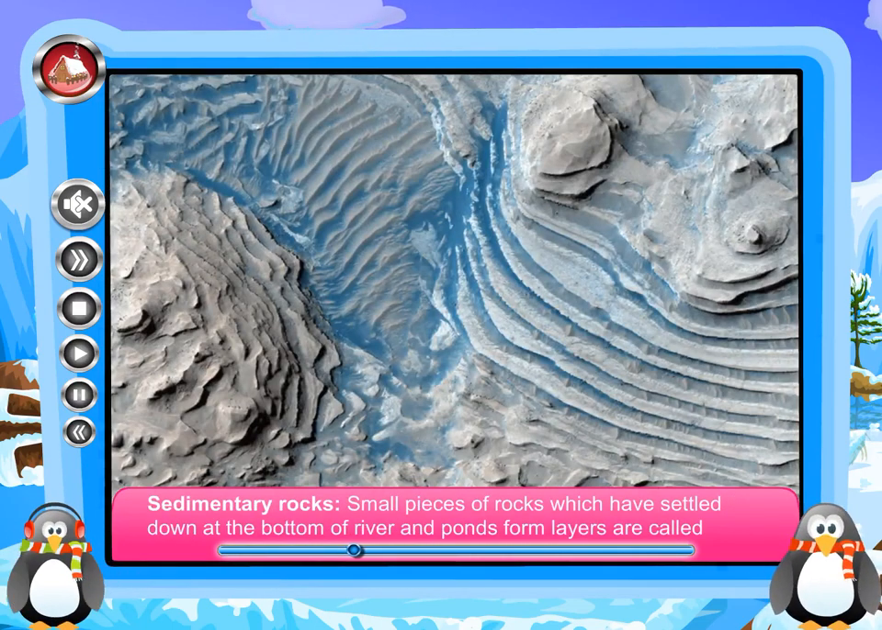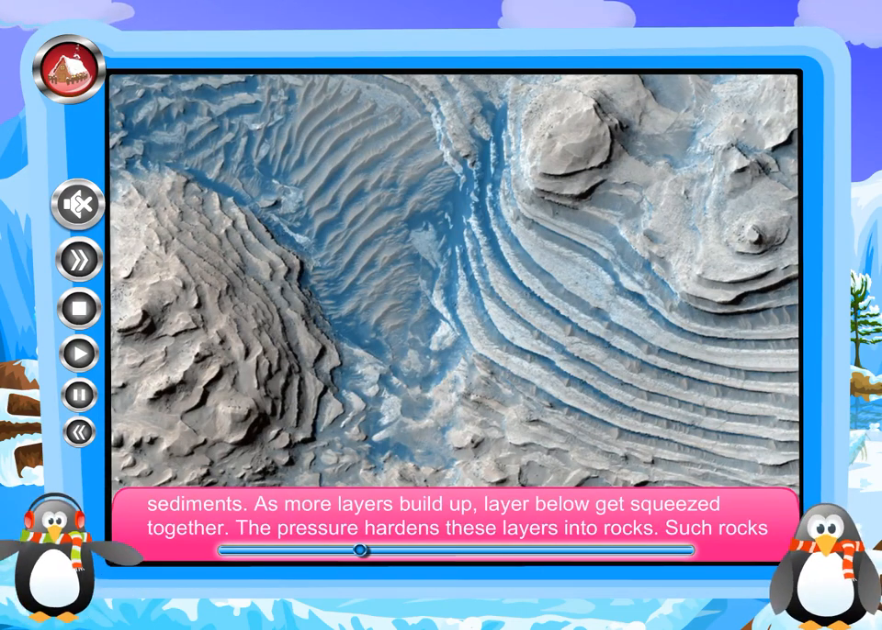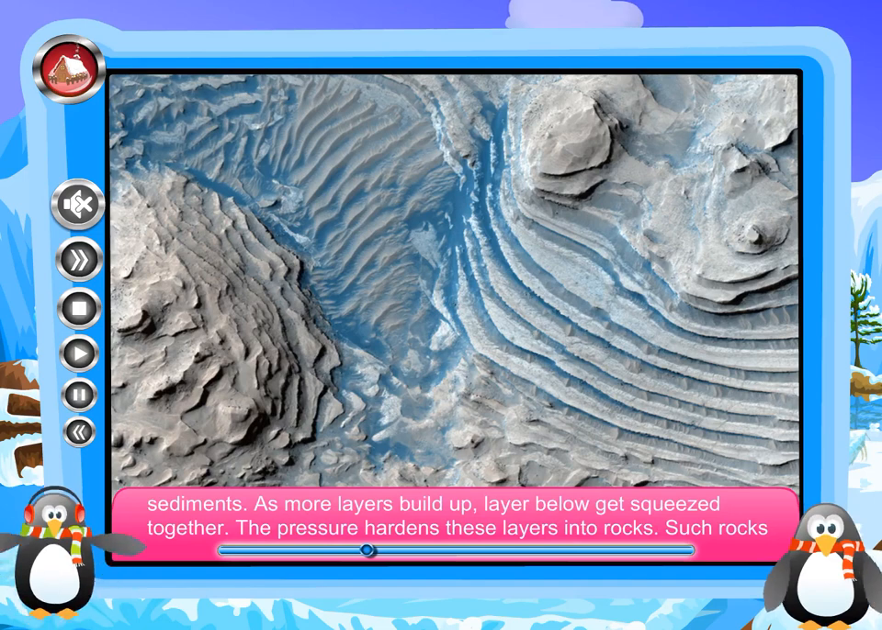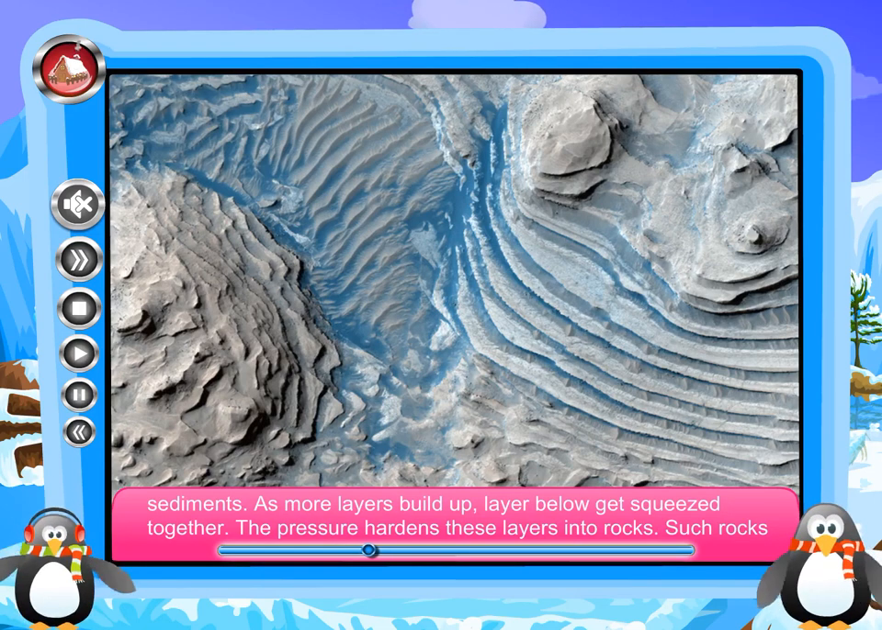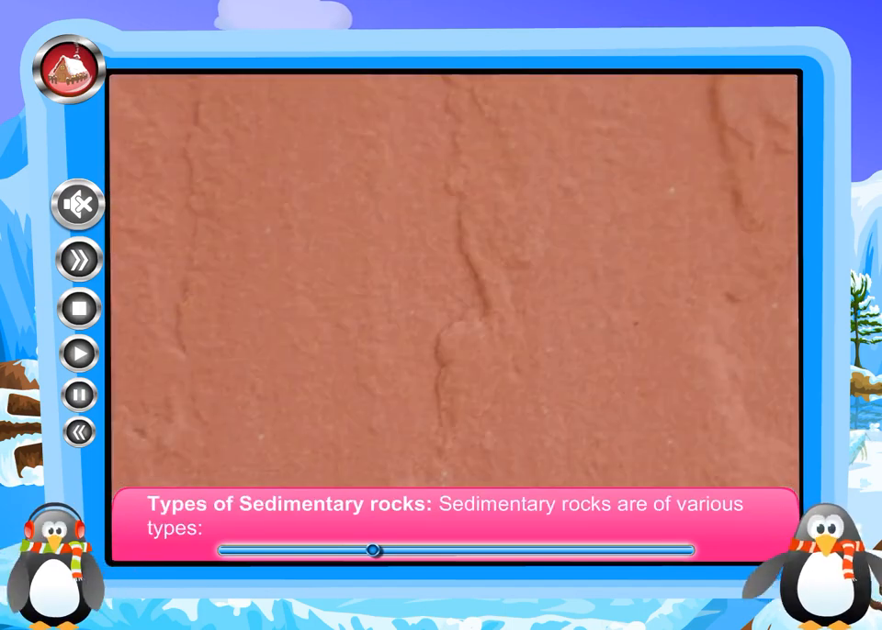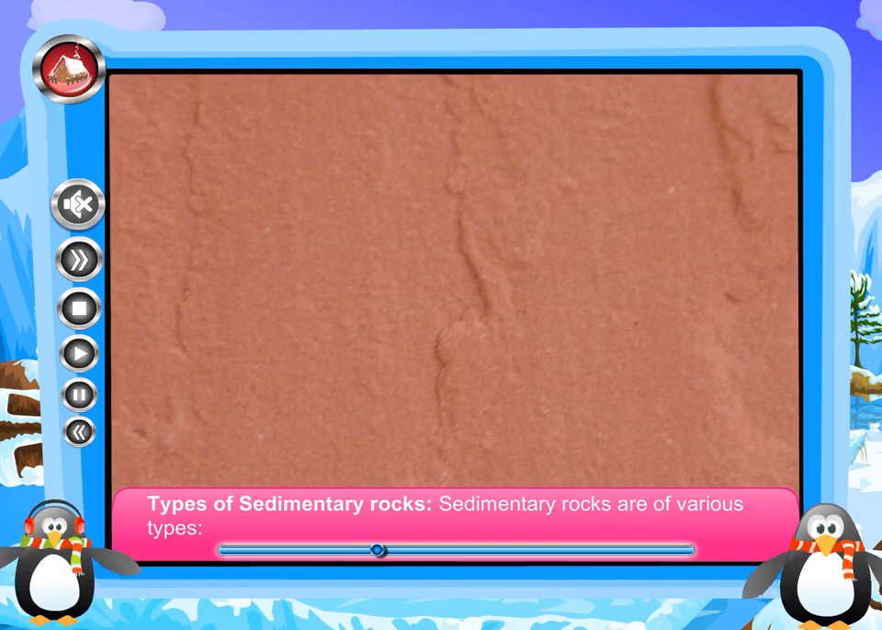Sedimentary rocks. Small pieces of rocks which have settled down at the bottom of river and ponds, form layers, are called sediments. As more layers build up, layer below gets squeezed together. The pressure hardens these layers into rocks. Such rocks are called sedimentary rocks. Types of sedimentary rocks. Sedimentary rocks are of various types.